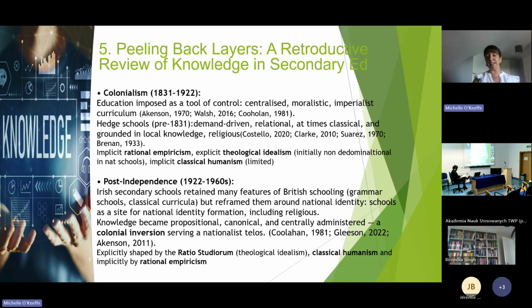Explicitly, it was shaped by the Ratio Studiorum, which was the way of looking at education coming directly from Rome. But it also had elements of classical humanism and, implicitly, rational empiricism. Again, the rational empiricism here is the idea that you can shape a nation through education, and that was very heavily administered in Ireland post-independence.